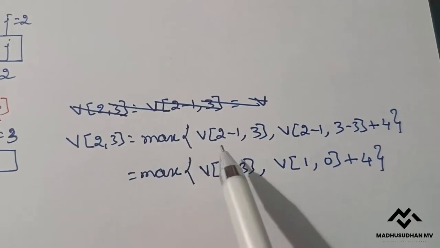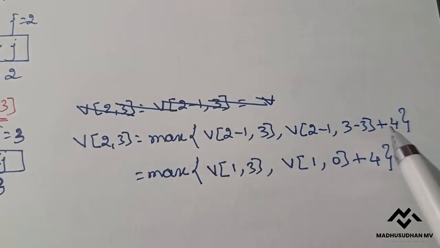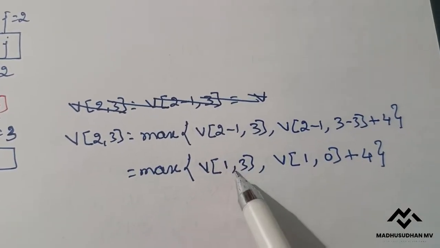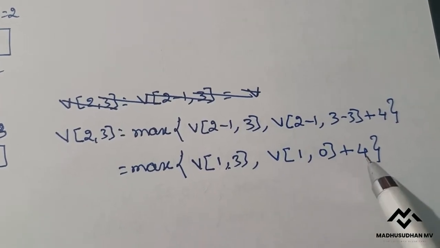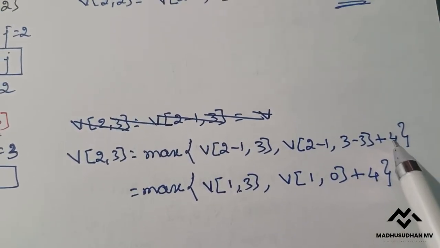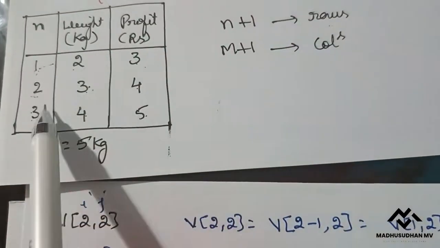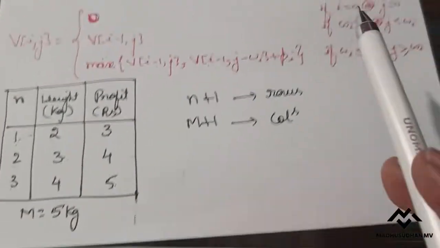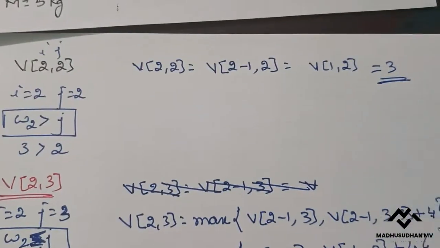V of 2 comma 3 is equal to maximum of V of 2 minus 1 comma 3, V of 1 comma 3 and V of 1 comma 0 plus 4. Plus 4 is what? Profit of the second object. The profit of the second object is 4, the formula plus Pi. Okay, I have done 4.